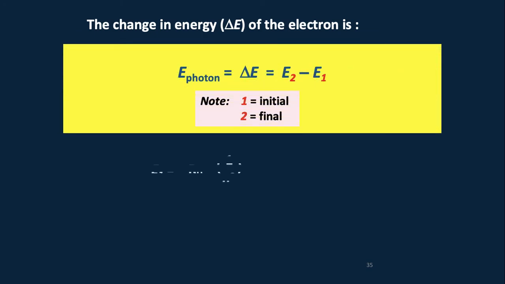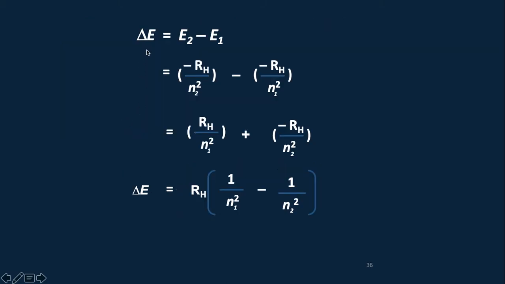The change in energy of the electron is E2 minus E1, or E final, the energy of the final state, minus the energy of the initial state. So that's the change of energy, final minus initial. So for example here, your final is E2 and E1 is the initial. When you expand the change of energy, E final minus E initial, you will get this equation.